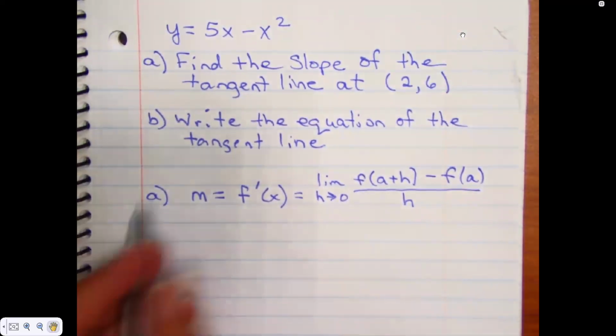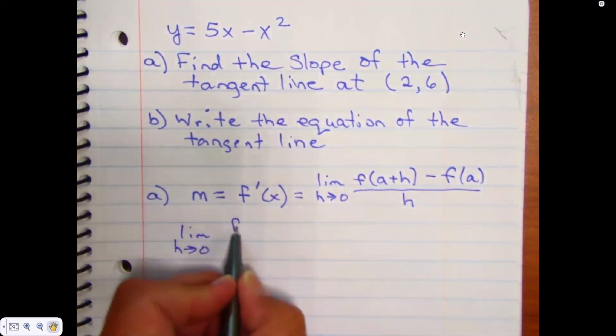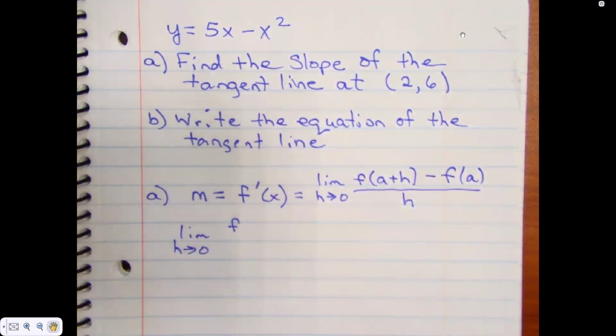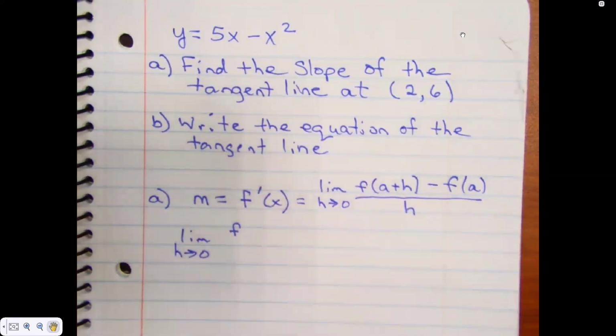Okay, so let's do the limit as h approaches 0 of f of, now what is A? A is the x value that we're trying to find the slope at. So that is 2. In fact, a lot of times they don't even give us y. We don't really need y unless we're going to write the equation of y, but we could actually plug the 2 in and come up with the 6 on our own, to be honest. But they're nice enough to give it for us. But A is the x value where we're trying to find the slope.